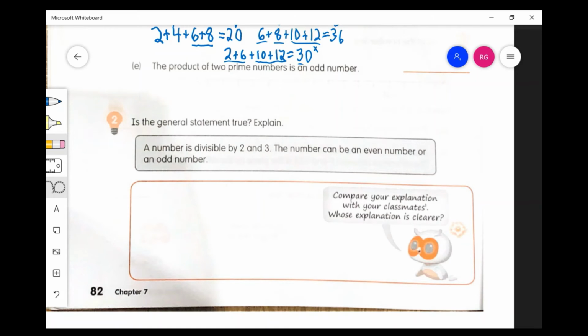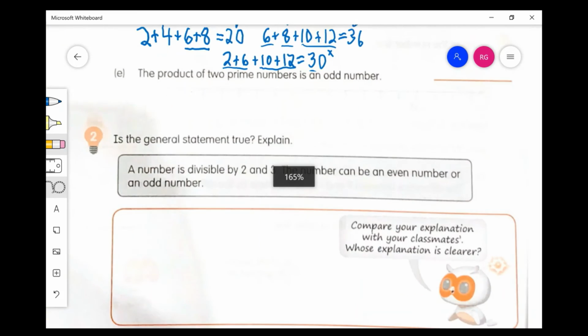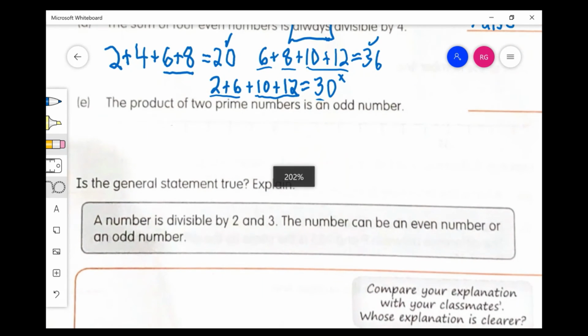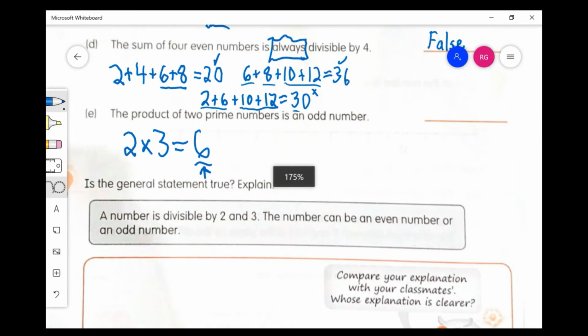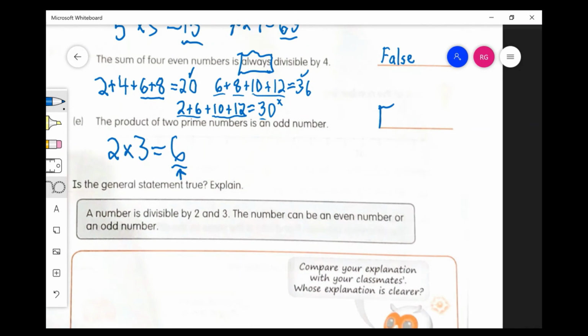All right, so for part E, it says the product of two prime numbers is an odd number. Well, if we tried 2 times 3, we get 6, and we know that that is not an odd number. So we are going to say this is false.